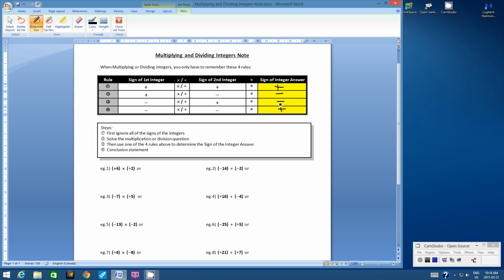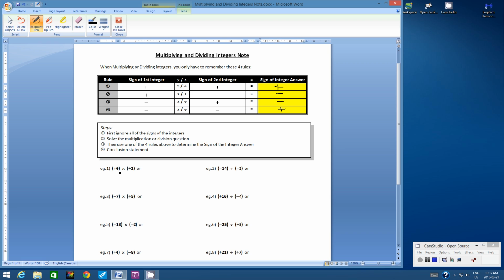Okay? All right, so how do you use these rules? Well, here are the steps. Step number 1, first ignore all of the signs of the integers. Step number 2, solve the multiplication or division question. Step number 3, then use one of the four rules to determine the sign of the integer answer. And then number 4, our conclusion statement. All right, so let's go through our examples.